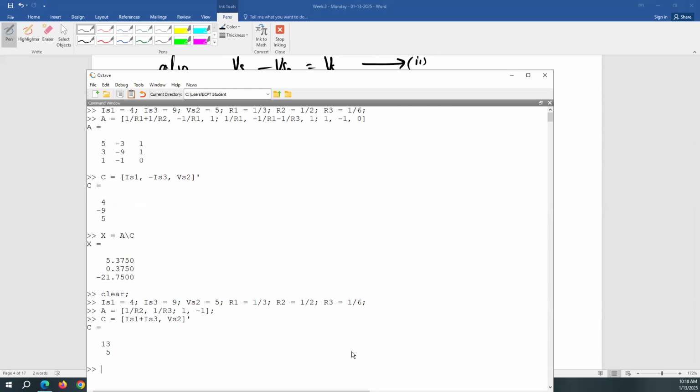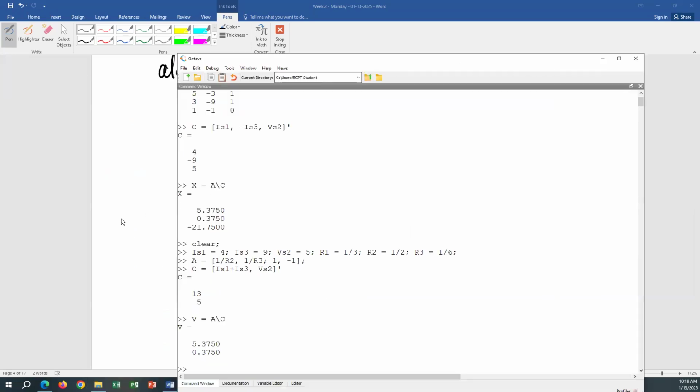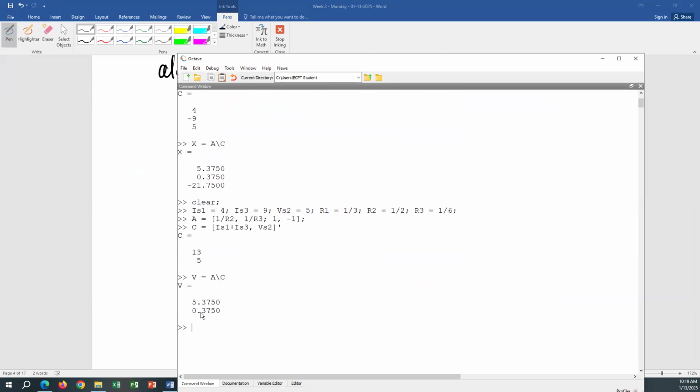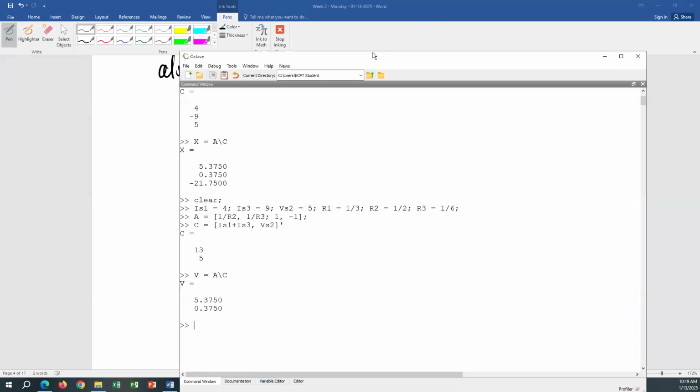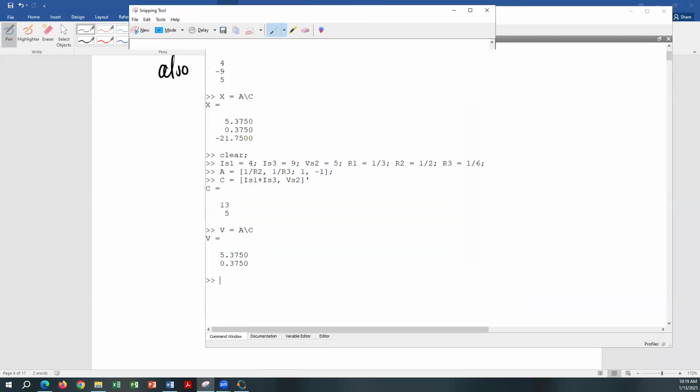So our unknown variables in this case are going to be just voltages. It's going to be A backslash C, 5.375 and 0.375. So same voltages we're going to get, but rather a simpler way since we have only two equations.